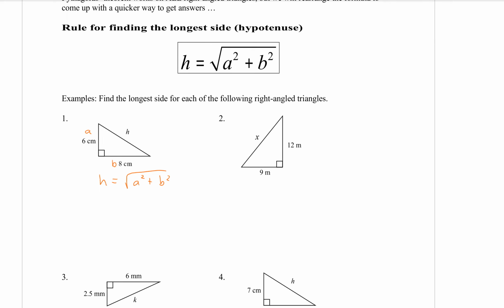Now, my second line of working is going to be to substitute those numbers into my equation. So I can just do equal signs underneath each other. I don't need to keep writing the h. You can if you want to. But if you put the equal signs underneath each other, you don't need to keep writing the h. Square root of a is my 6. It's going to be 6 squared plus b is the 8. So 8 squared. Okay, and then there's going to be a third line.